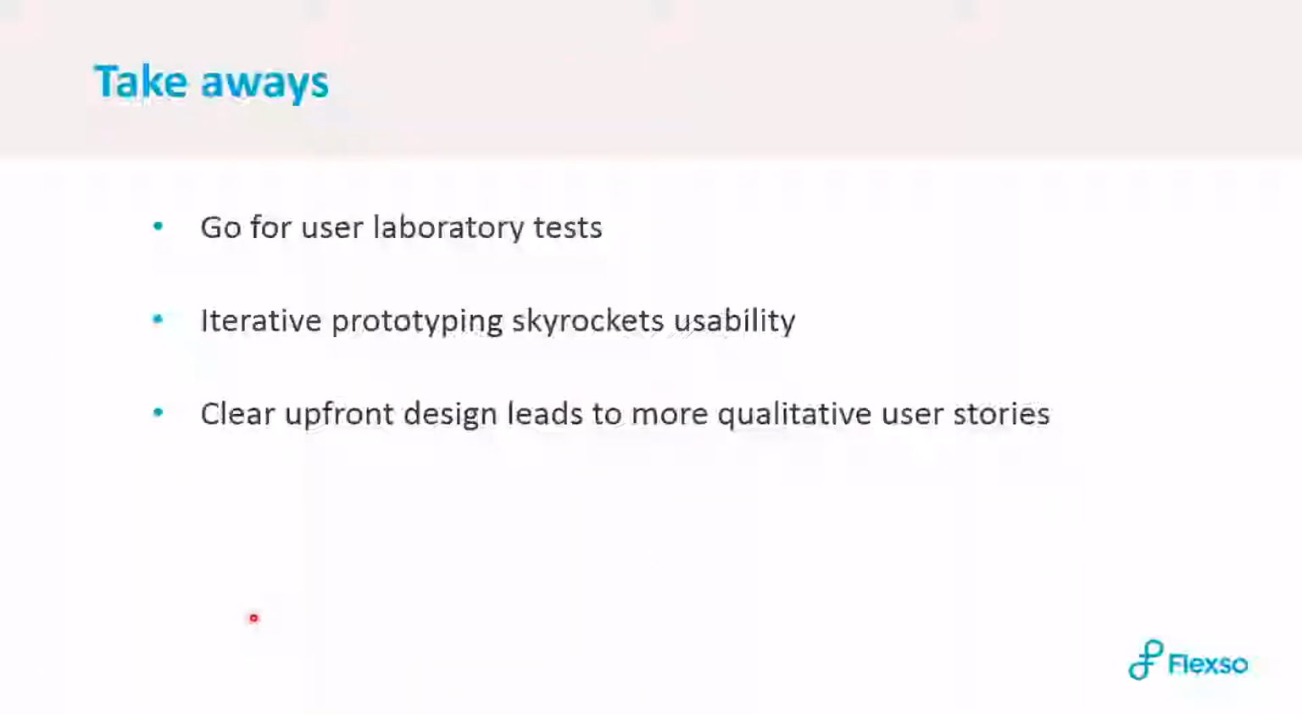To conclude my presentation, I wanted to share my key takeaways. First of all, the ULab testing is a great way to validate a prototype. In our case, 80% of the test users pointed towards the same design flaw, so it was really easy for us to see what needed to be changed. Then the iterative prototyping is really a great approach to come up with a prototype, and just generally clear upfront design leads to better user stories, and it just benefits the entire project team and result.